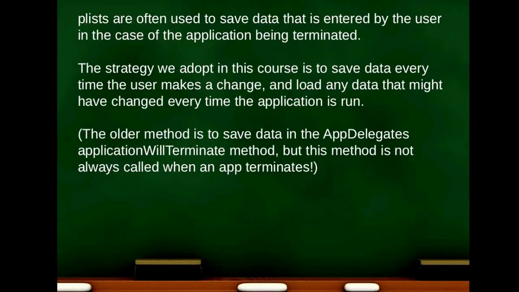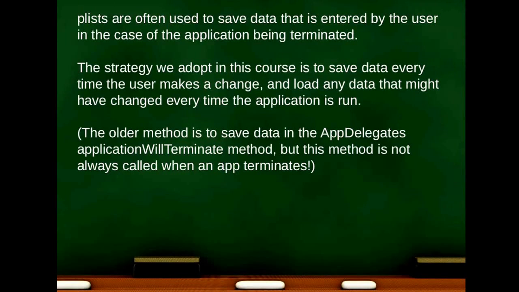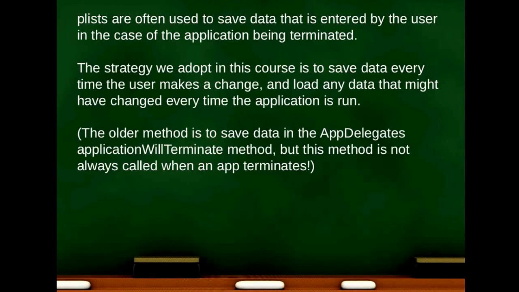So let's talk a little bit about application termination. We used to trap the lifecycle event in Objective-C in the app delegate's applicationWillTerminate method to tell us when that application was going to terminate so that we could save our plists. But in the modern way, my way, the way we're going to use in this course, is to save data to a plist every time the user makes a change, and to load any data that might have changed every time the application is run.